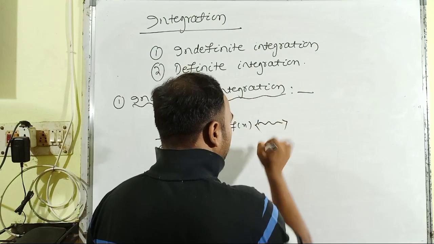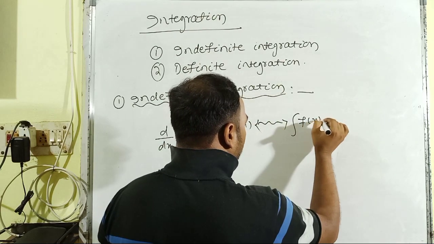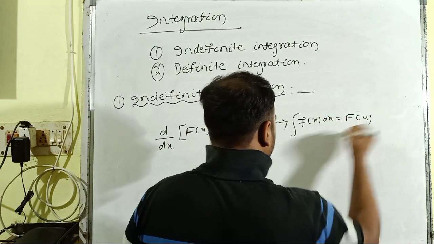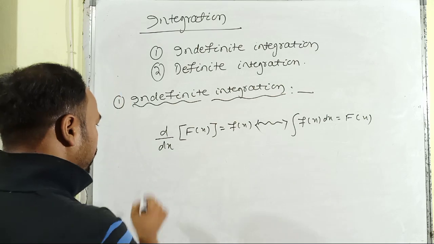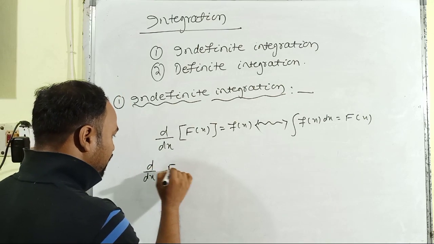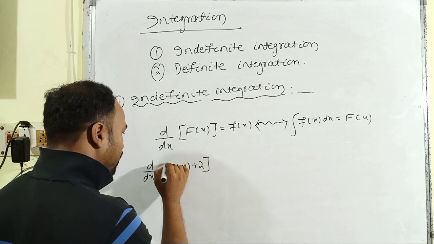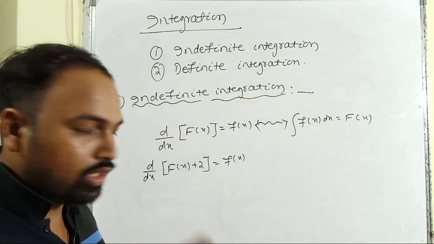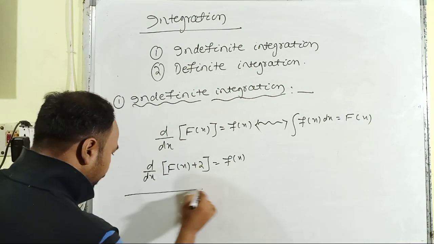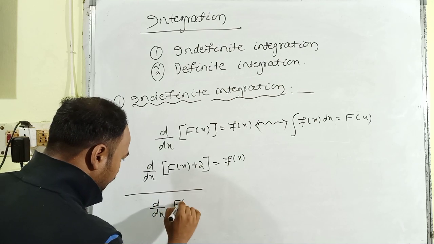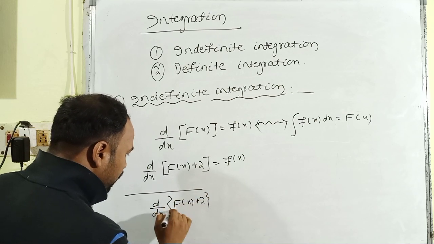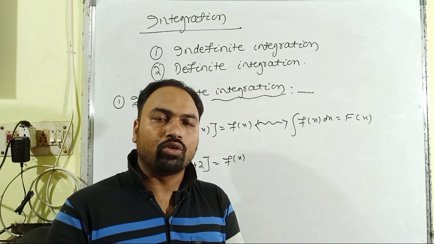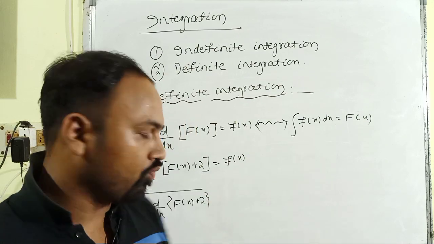So by reversing it we can have the integral of small f of x dx, it is capital F of x. Again let us put another function here, the differentiation of capital F of x plus any constant 2, and it will again be equal to small f of x, because as you have already known, the derivative of capital F of x plus 2, by using the algebra of derivatives, the derivative of the sum of two functions is equal to the individual derivatives of the two functions.